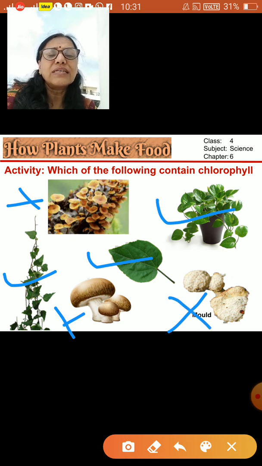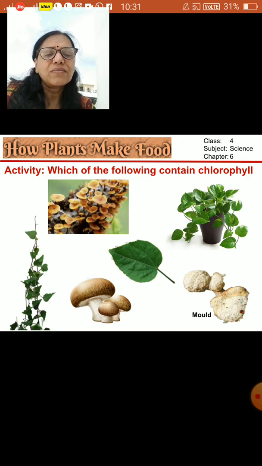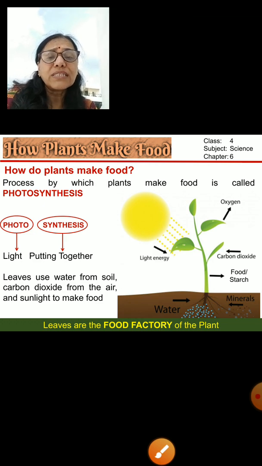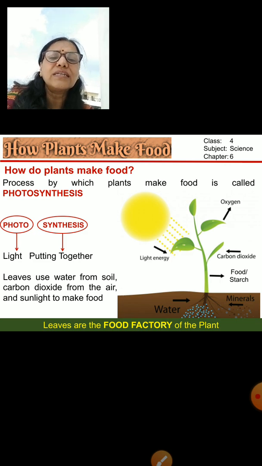So some of these things have chlorophyll and some do not. Okay, now see here. The process by which plants make food is called photosynthesis. Chlorophyll is necessary for making the food, in this process of photosynthesis.